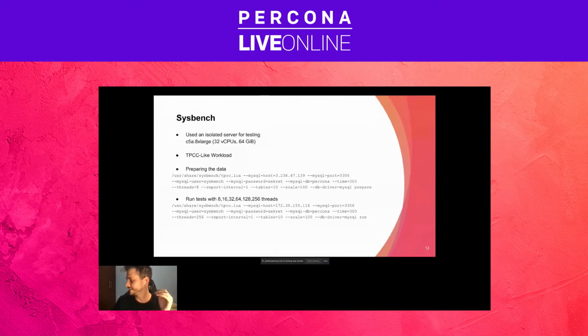So yes, as mentioned yesterday by Marcel and Frederick, we are on 8.0.25 already. We are moving fast. I ran my tests with 8, 16, 32, 64, up to 256 threads. I wanted to measure the performance under a low load, medium load, when the CPUs are close to 100%, and when they are saturated. And what were the results that I obtained?